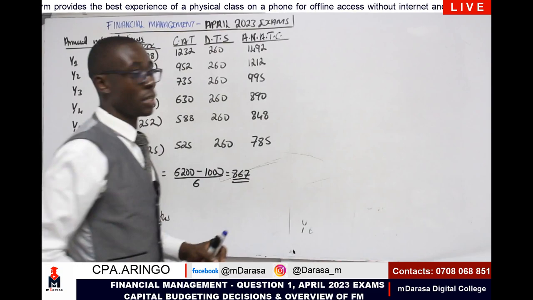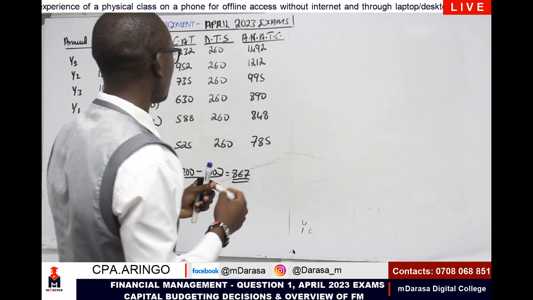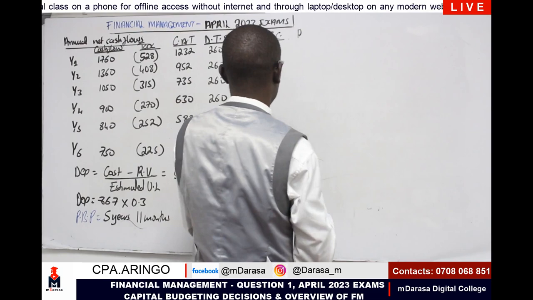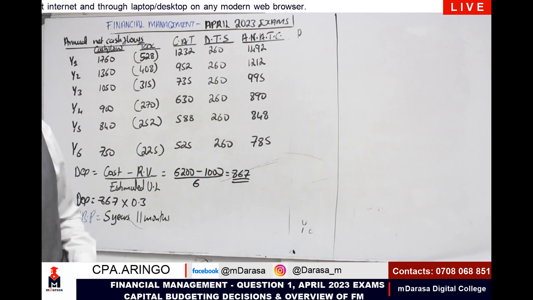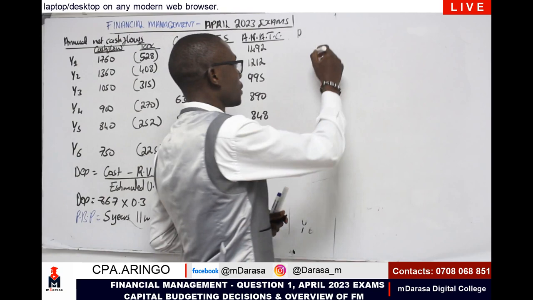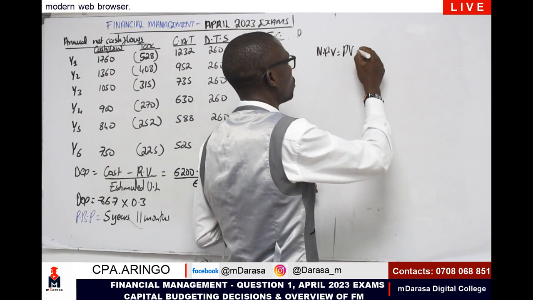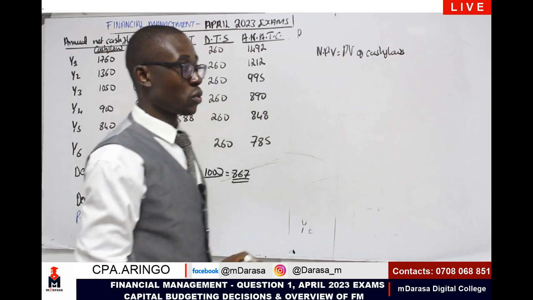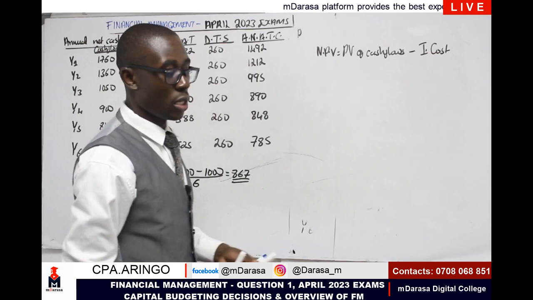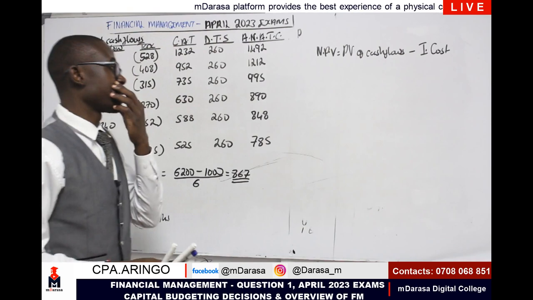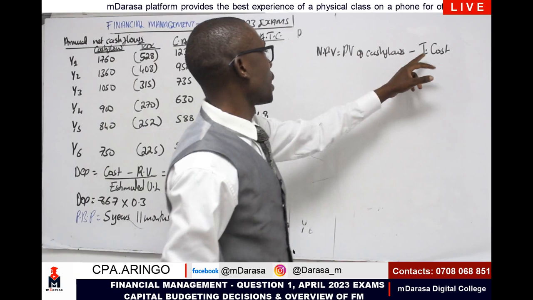Because all I need to do now is to incorporate our present value. Basically, I need to recall NPV. If I was to remind you, my good students, our NPV, I need to write it somewhere. Just a form of reminder that NPV will always be the present value of cash flows, net after-tax cash flows, minus the present value of the initial investment. So I'm looking at our net present value as the present value of cash flows minus our initial cost.